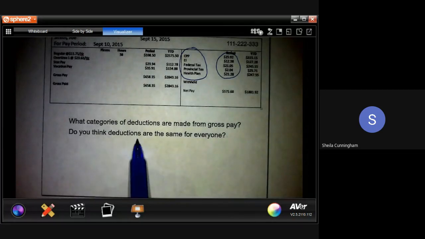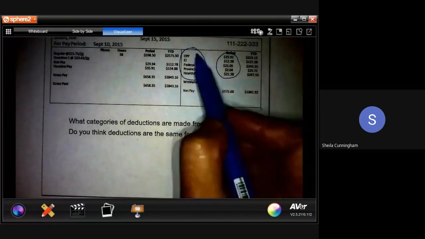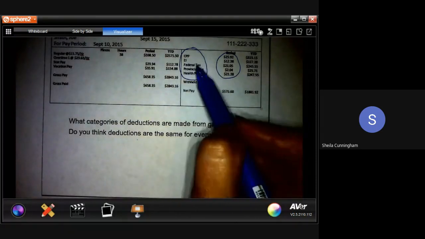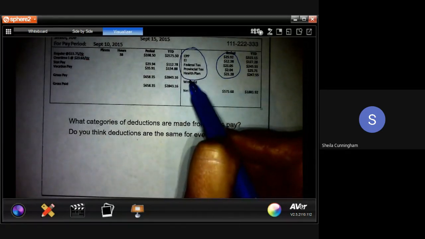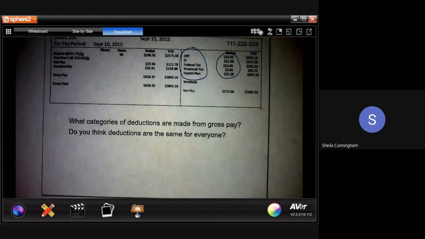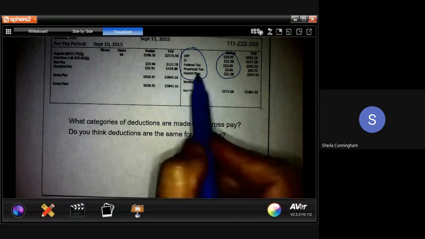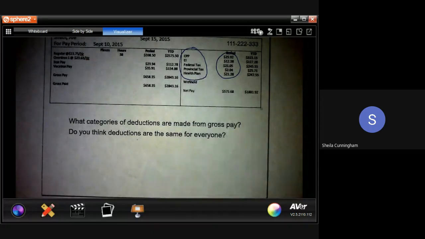These deductions are not the same for everyone. Some of these are very standard pieces, CPP, EI, and we'll talk about these more. Health plan might look a little different. Other deductions could pop up. Some companies have a charity donation piece where they'll take a certain amount of money off of your check every pay period that you can donate to a specific charity. Some may have not just a health plan, there might be a dental plan, or a parking fee where you have to pay for your parking spot. So there are different deductions for everybody depending on where you're working.